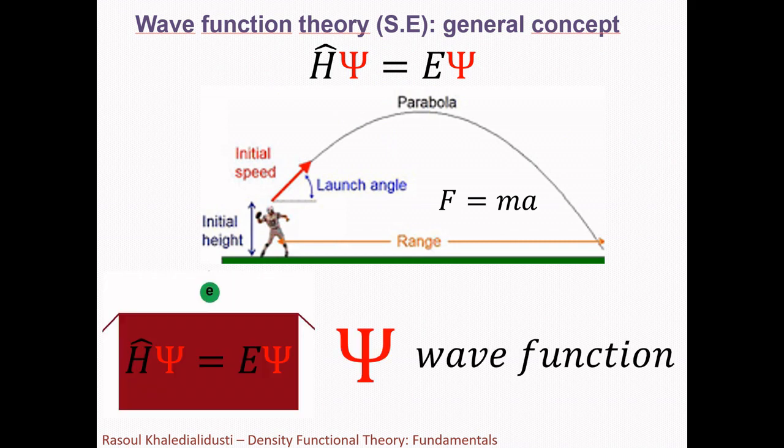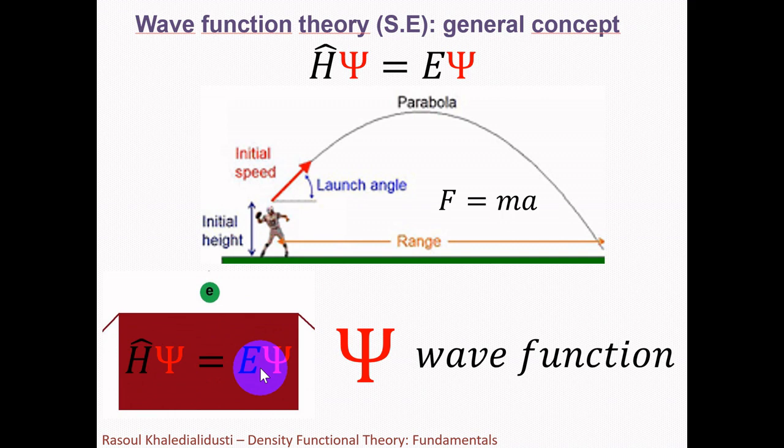So let's consider we have a very simple quantum system, like one electron in a box. We can't predict everything about this single electron using the Schrödinger equation. For example, where the electron might be in the box and what energy level the electron might be at. In this equation, H is the Hamiltonian operator, psi is the wave function, and E is the energy level.